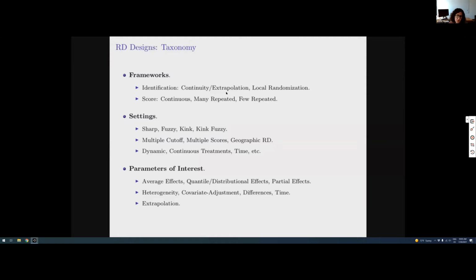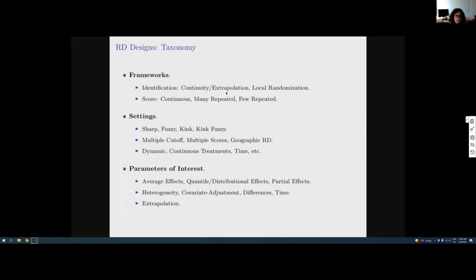There are also situations where we can have a multidimensional cutoff variable, a multidimensional score variable. We can also think about time as a running variable or dynamic treatments. Those are going to define different settings that I'll discuss briefly and give you an overview of here. We can also think about different parameters of interest. We are going to base most of our discussion on average treatment effects of some sort, and we'll discuss different types of average effects.